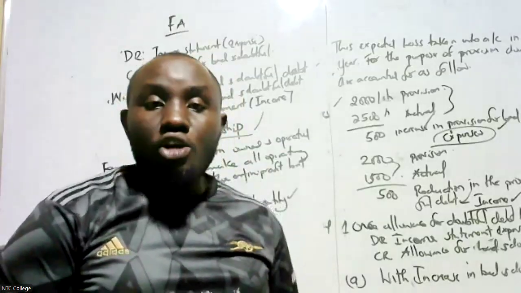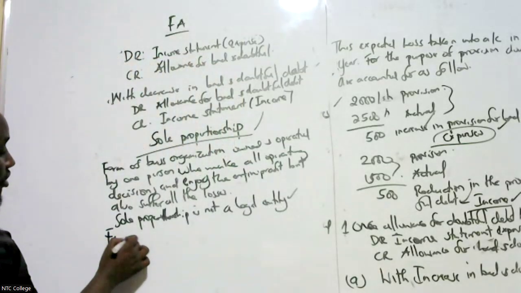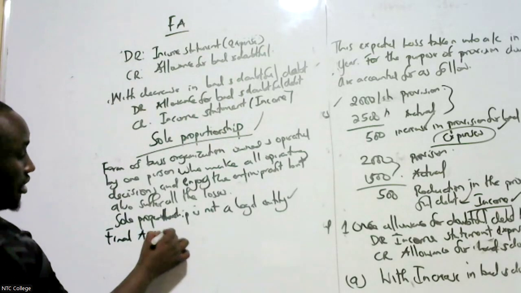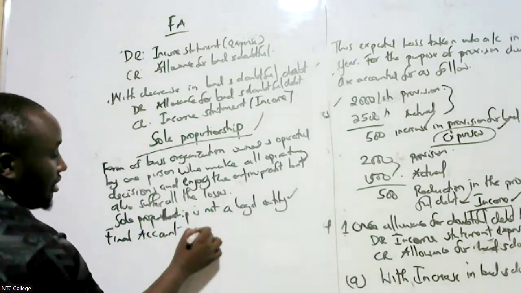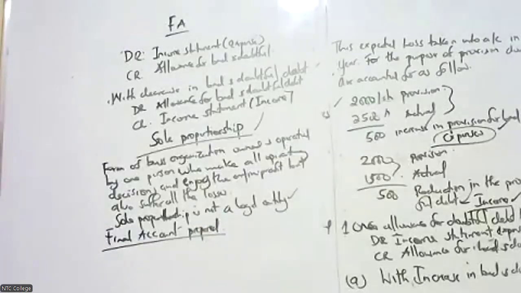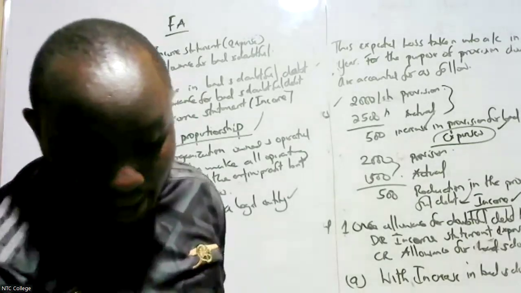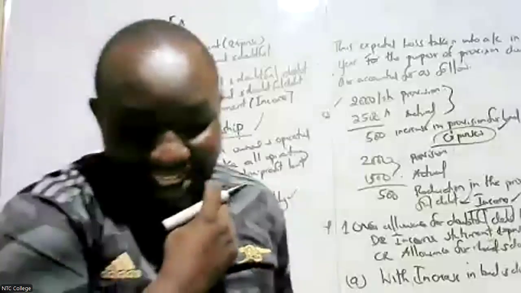So what is basically being prepared under sole proprietorship? The following final accounts. Very important because those are the questions that are likely to come. So one, we call it the income statement.